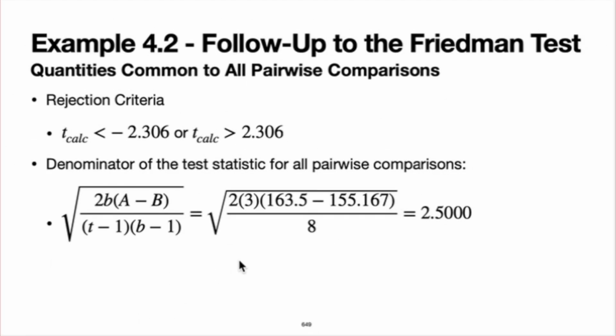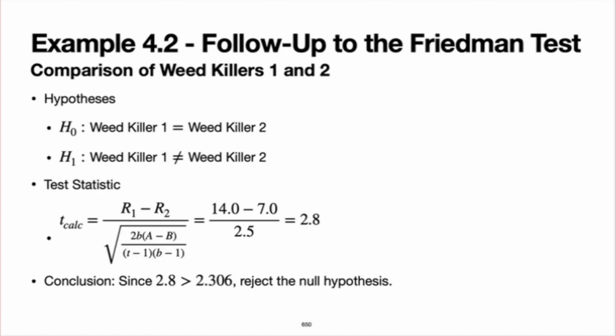Now remember, we said that the denominator of the test statistic is the same for all pairwise comparisons because none of these quantities have a subscript on them. And so we can calculate the common value here. It's equal to 2.5. Okay, so now let's start looking at our comparisons.